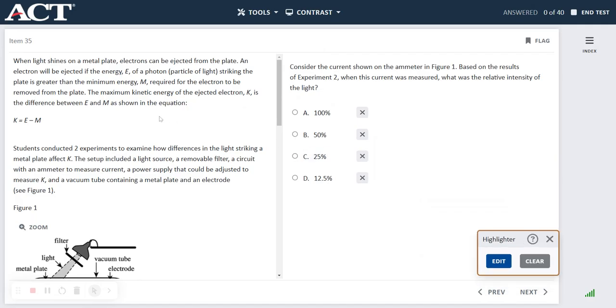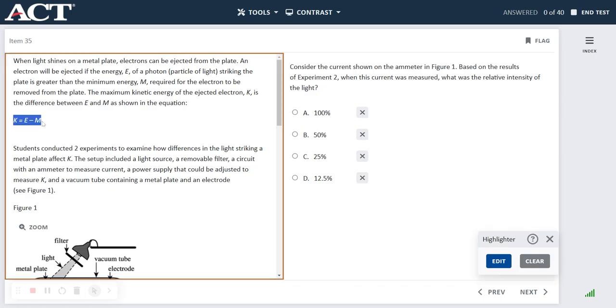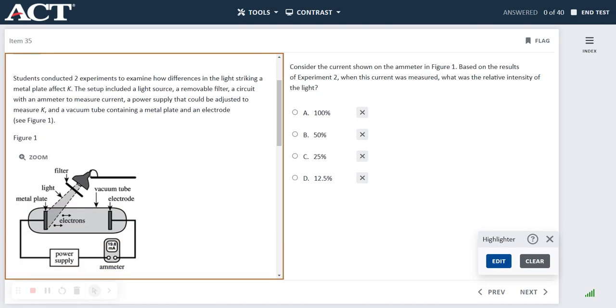So DRC approach, R stands for research and reads. We're just going to quickly examine what's going on. We have an equation, K equals E minus M. E is energy, M is minimum energy, and K is kinetic energy. And they're having light strike a metal plate, and electrons are ejected, and they're measuring all these terms here. We have a figure that says what it looks like.